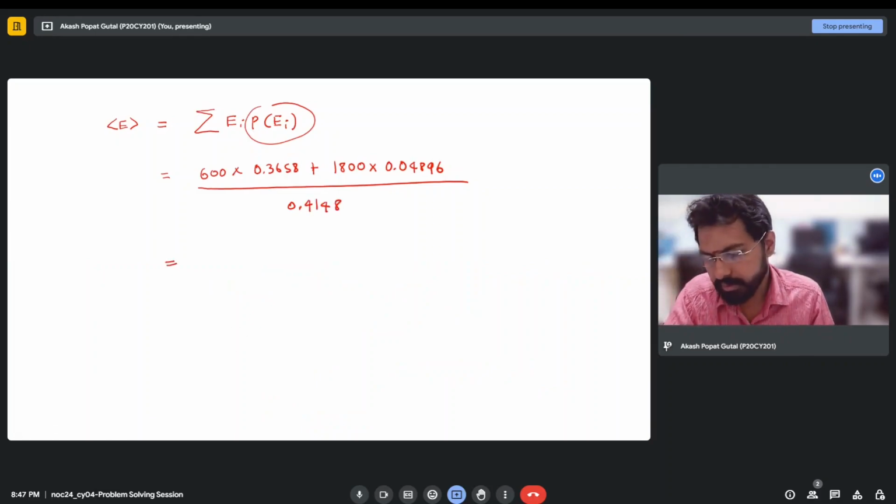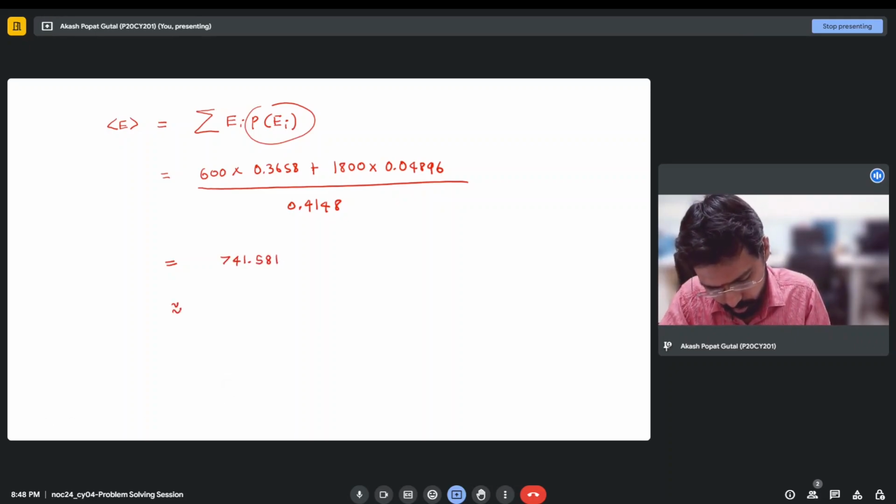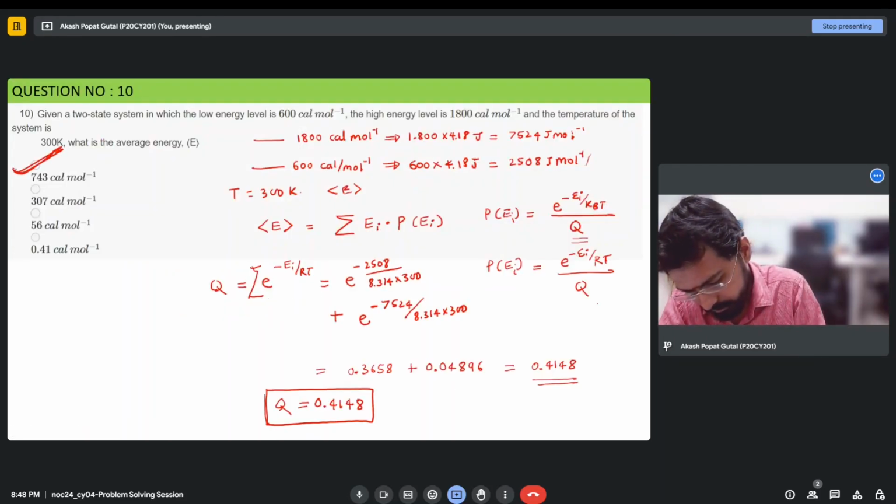If you calculate this, it turns out to be 741.581, which is close to the option given, 743.7443 calorie per mole. So option number first should be the answer.